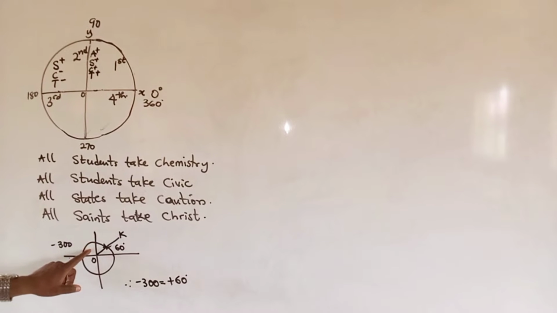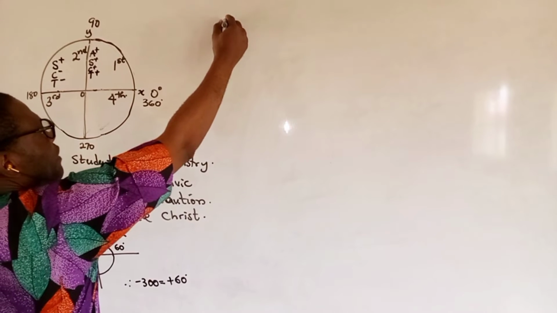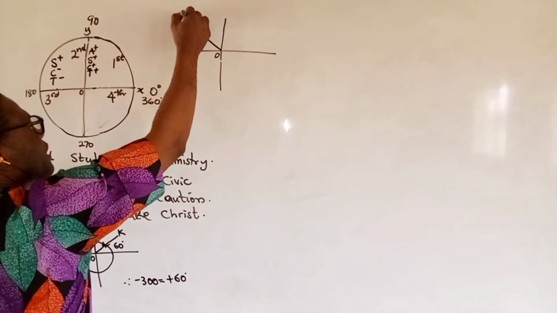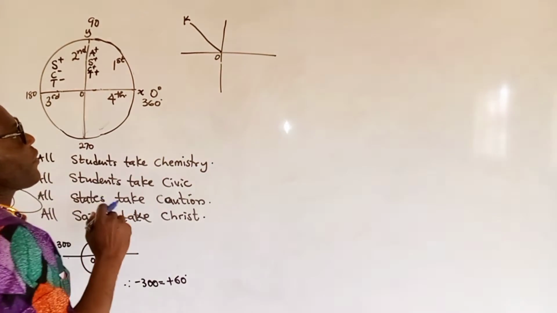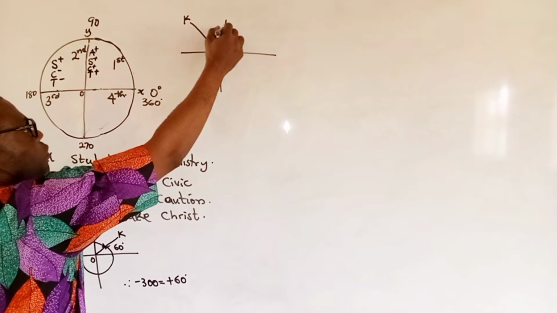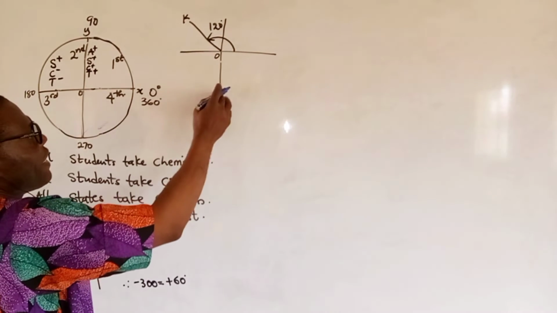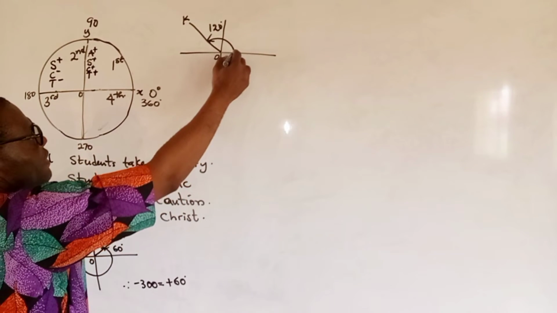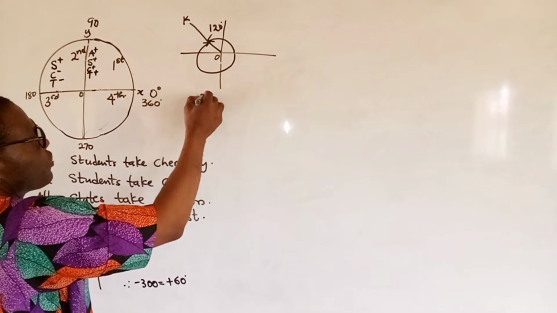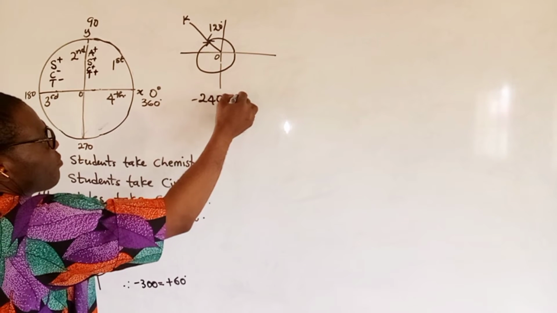So therefore, I can now say that negative 300 is equal to positive 60 degrees. Also, in the second quadrant, sine is positive. Supposing I have this, this is my k, and this is my 0. In the anticlockwise direction, I have angle 120. So angle 120 is the same as, in the clockwise direction, negative 240. Negative 240 equals positive 120.